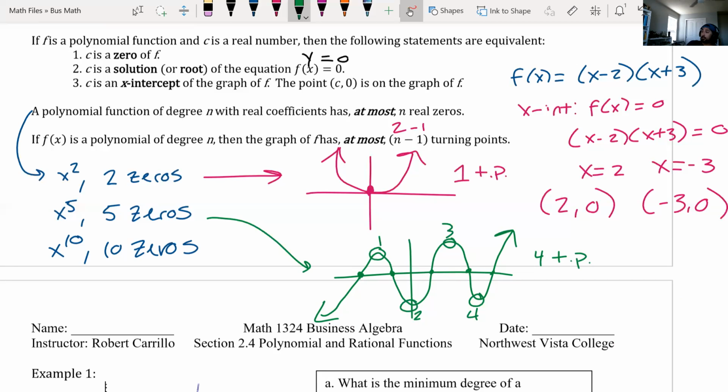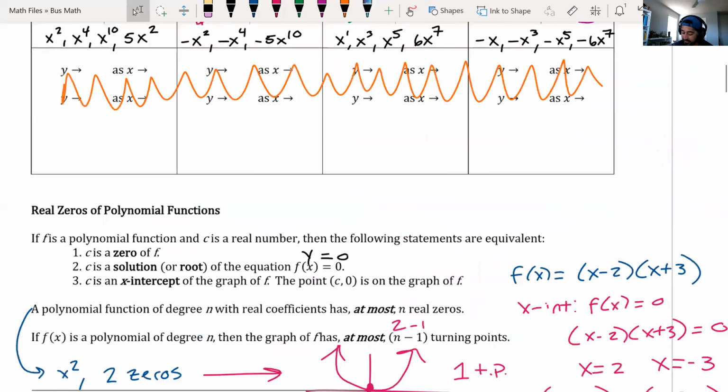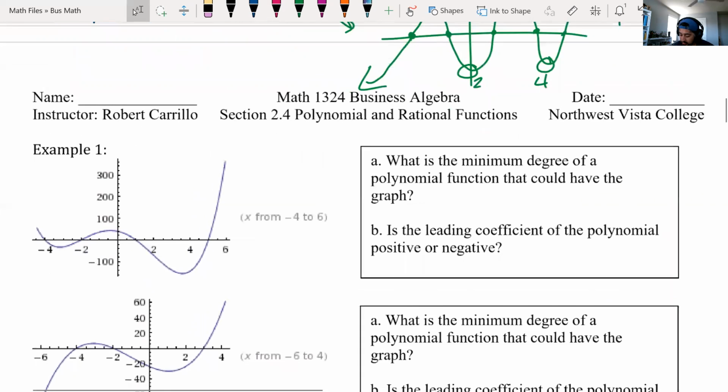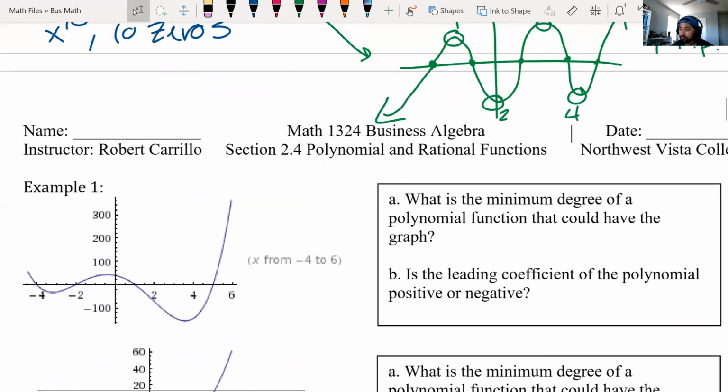Okay. So again, your exponent, your degree, your power tells you how many zeros you're going to have, how many x-intercepts you're going to have. And then whatever your degree is, you'll subtract 1, and that'll tell you how many turning points the graph has. Okay. So let's go ahead and use these definitions on this whole page to analyze the graphs on the next page. So go zoom in as much as I can.